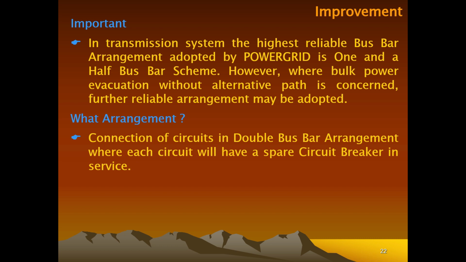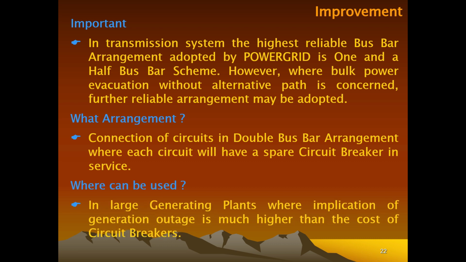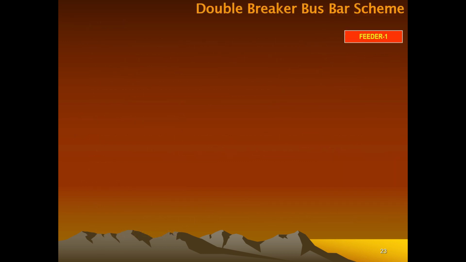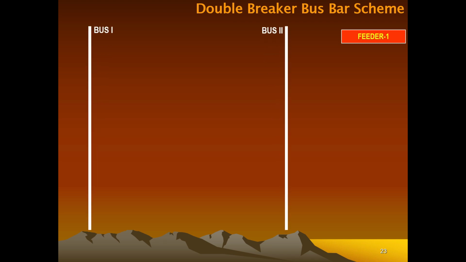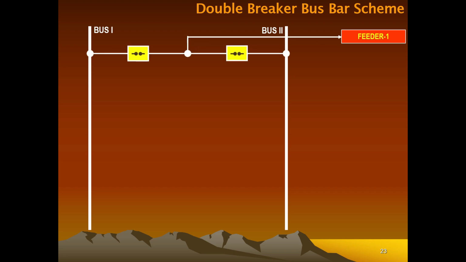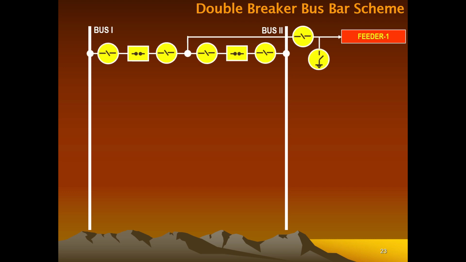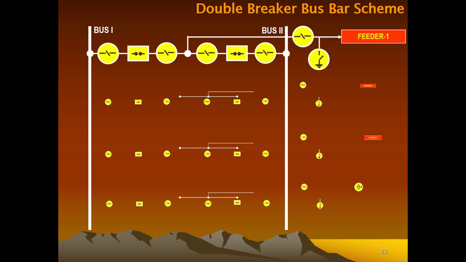So in the connection of circuits in a double bus bar arrangement, each circuit will have a spare circuit breaker in service. It can be used for large generating plants where the implication of generation outage is much higher than the cost of circuit breakers. In the double bus arrangement, you have four feeders, feeder 1, feeder 2, feeder 3, feeder 4. All four feeders are connected to bus 1 and bus 2 through two different circuit breakers, one from bus 1 and another from bus 2. On both sides of the breakers you will have isolators, so it will be a replica of feeder 1 for feeders 2, 3 and 4.